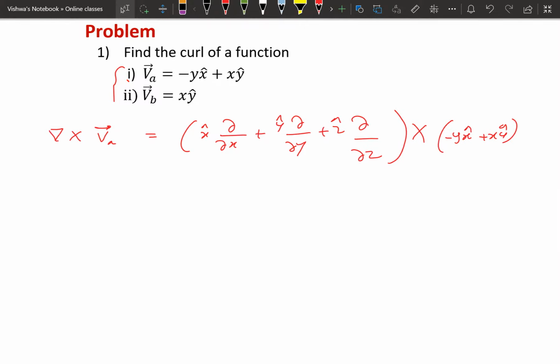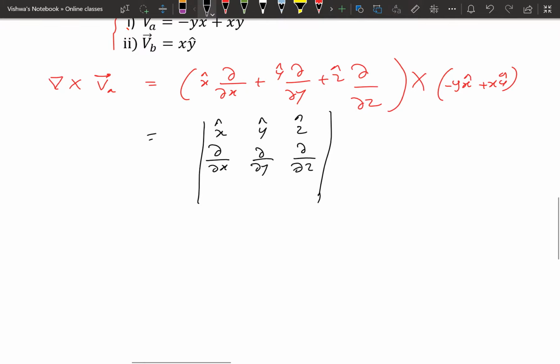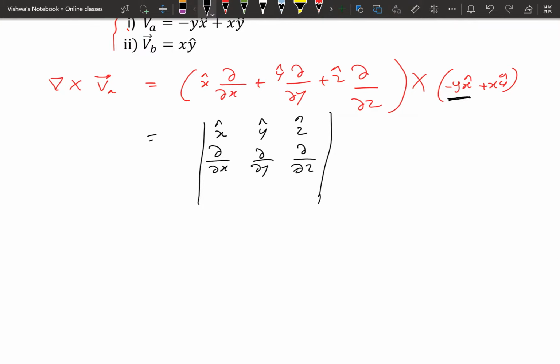Now the easy way is to write it in determinant form and solve that. So this can be written in determinant form. The first row is the unit vectors x cap, y cap, z cap, and the second row is the partial derivatives dou by dou x, dou by dou y, dou by dou z. We have to write them in the respective columns. And the third row is the vector field. Here the first column is minus y, the second is x, and the z term is 0. Now I have to solve this.